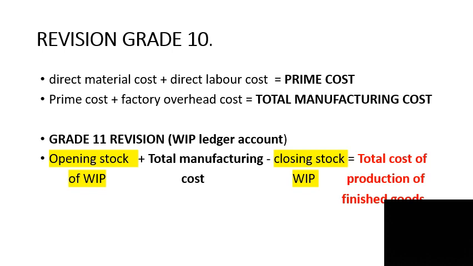It is opening stock of work in process account plus total manufacturing cost. Total manufacturing cost is our prime cost plus factory overhead cost. We subtract closing stock of work in process to give us total cost of production of finished goods. Now, the main aim of the production cost statement is shown on page 432. Our aim is to calculate the cost of production of finished goods.